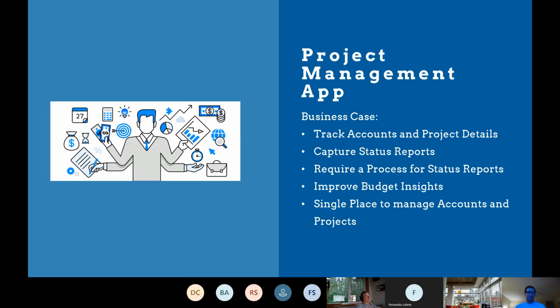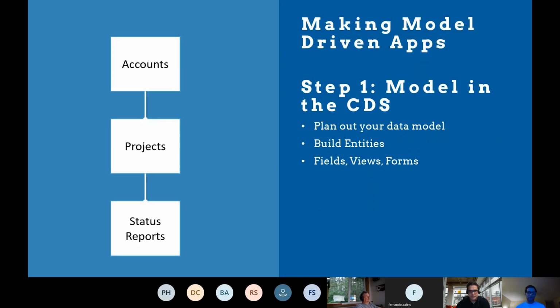What we're going to be doing in the demonstration today is a simple project management app. So we're going to track accounts and project details in this app. We are also going to provide the ability to capture a status report and connect it back with a project. We're going to require a process for our status reports to be approved with. And we're also going to do a little bit of interesting roll-up work so that we can see the budgets from our status reports roll up, so that we have a good idea on the whole of the project how we're progressing budget-wise. So the model-driven app is going to provide us with the interface for all this at the end, and that's what we're going to be working through in this session.